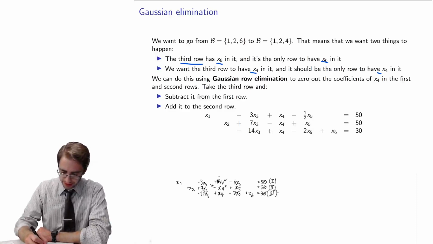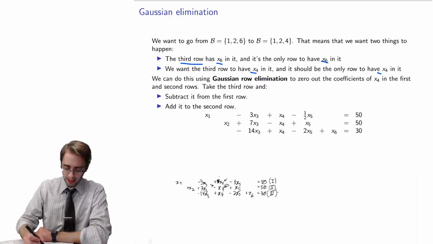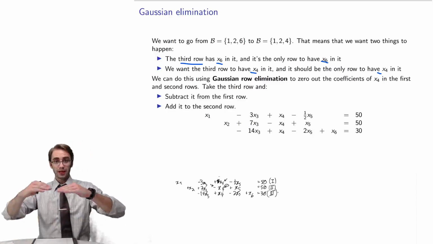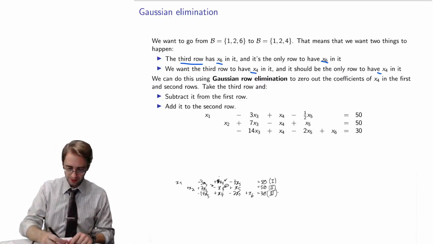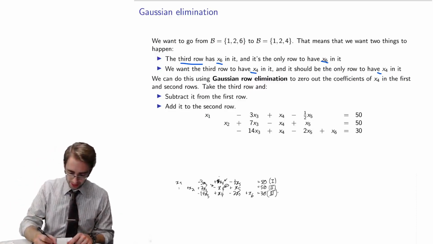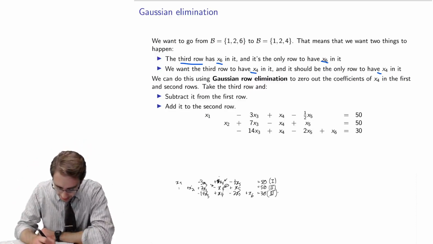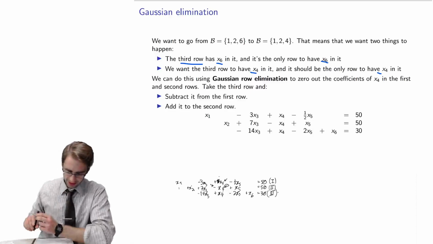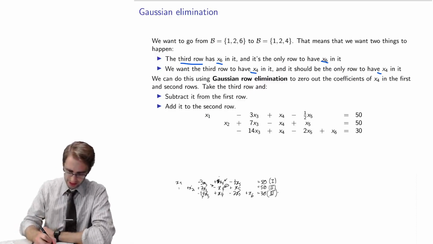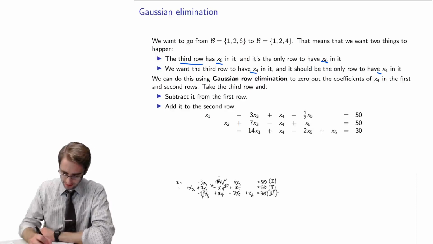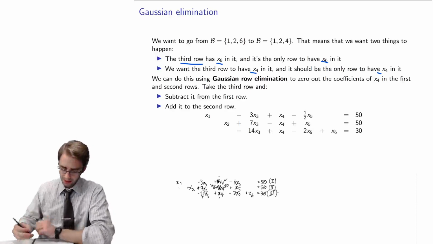Again, I want to zero out the x4 in the second row, so I'm going to take row 3 and add it to the second row. So what happens here? x1 does not change, x2 does not change. For the x3 coefficients, I'd be taking minus 14 and adding it to 7, which gives me a negative 7. And I'd be taking an x4 and adding it to a negative x4, which zeroes it out, as I want it to be.